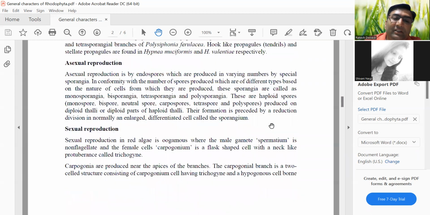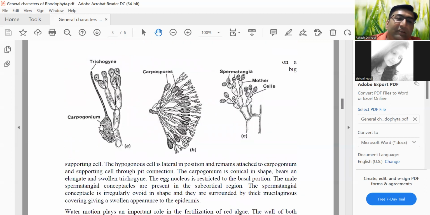I can show you the structure. So here you can see the carpogonium. Carpogonium has a long neck-like structure. You can see this neck-like structure is known as trichogyne, and the lower part is swollen, flask-like. So this whole structure is the carpogonium, which is the female reproductive structure.